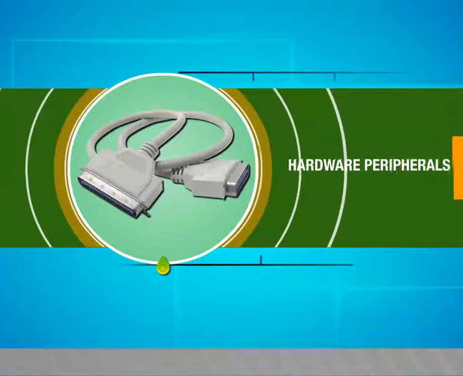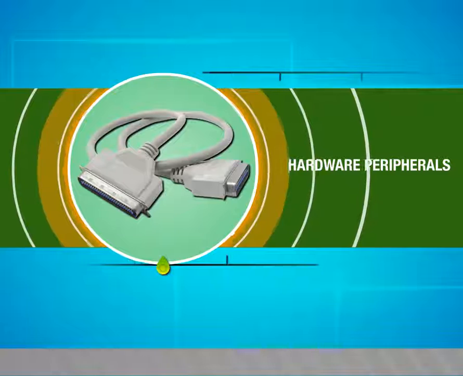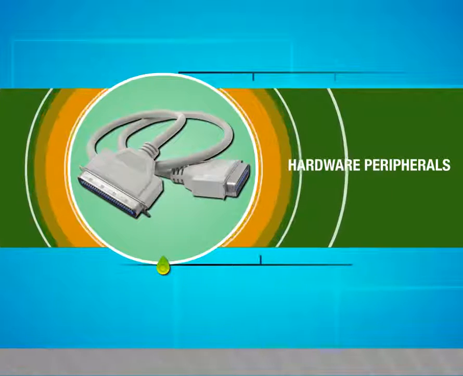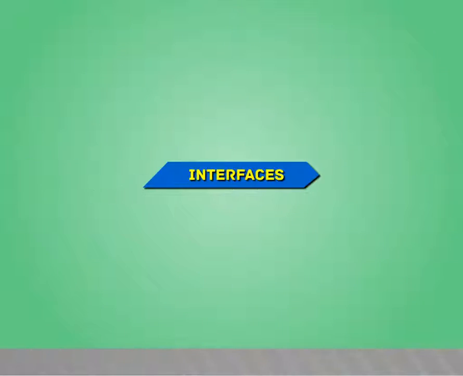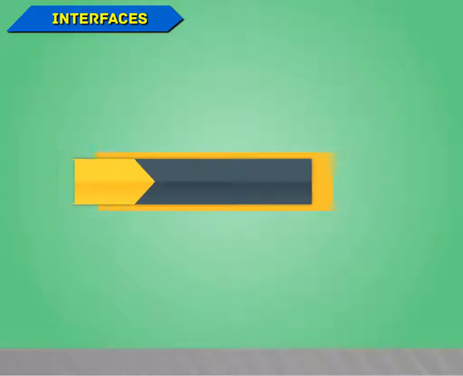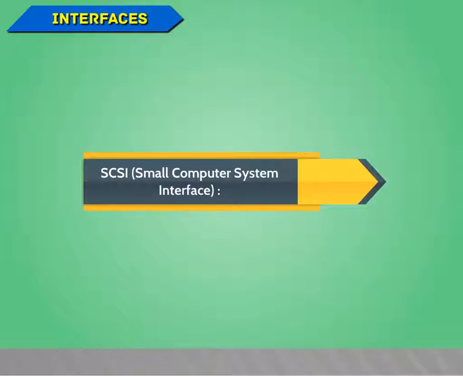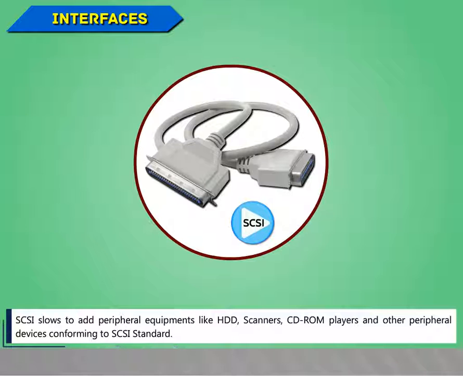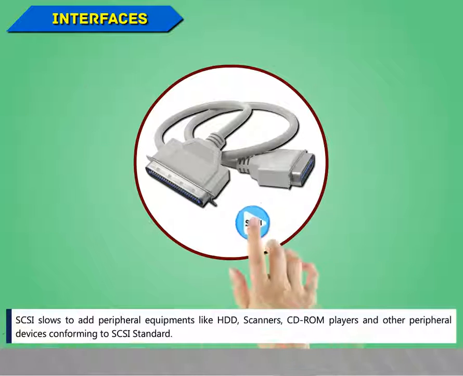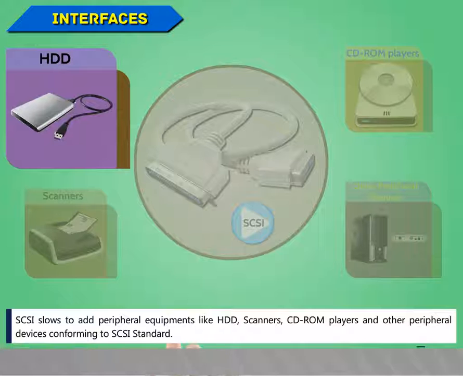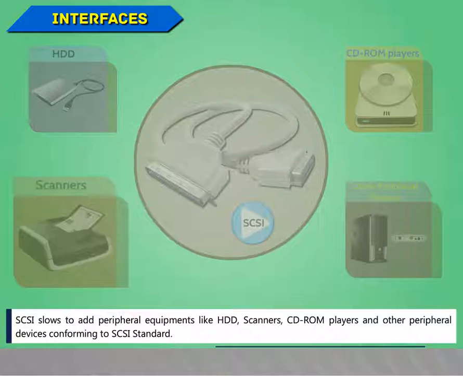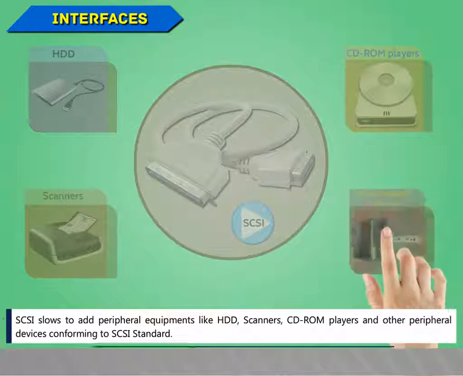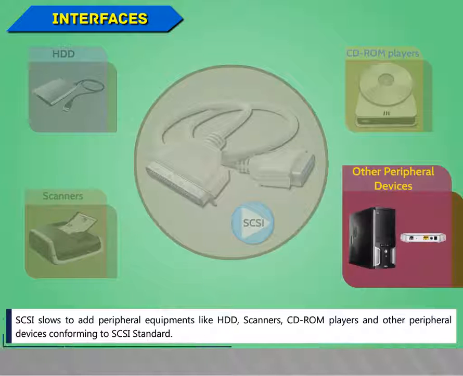Hardware peripherals. In this video, we are going to see about hardware peripherals. Interfaces. SCSI, that is Small Computer System Interface. SCSI allows adding peripheral equipment like HDD, scanners, CD-ROM players and other peripheral devices conforming to the SCSI standard.